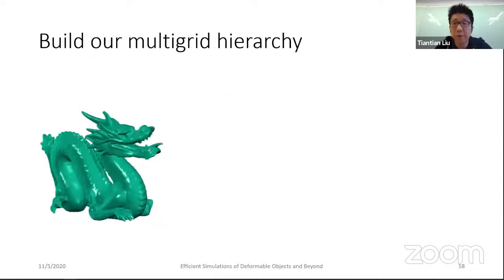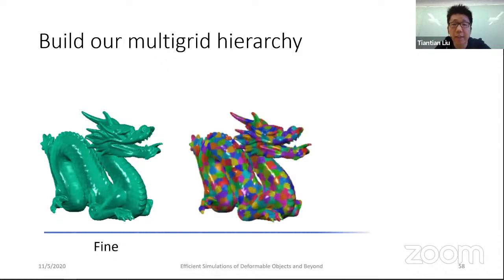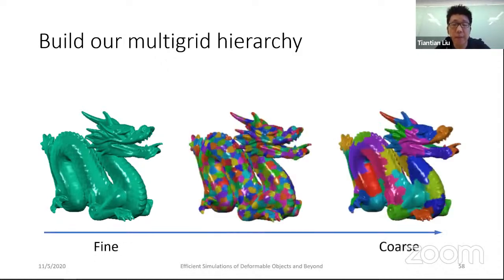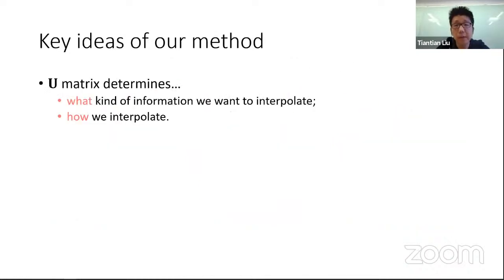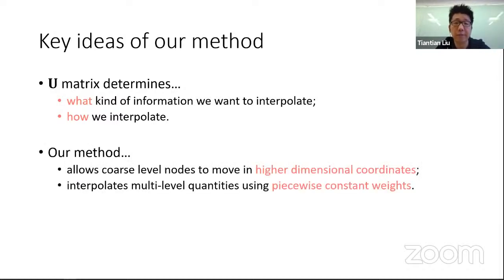To build this, we first uniformly sample the coarser level vertices from the finer levels using farthest point sampling. And then we want to build an interpolation scheme that can be used to pass information between the levels. As we know, U is an interpolation matrix that determines only two things. First, it decides the degrees of freedom of coarse level nodes: what kind of information do we want to interpolate? And second, it decides the interpolation weights, which is how we do the interpolation. The key idea of our method answers these two questions exactly.